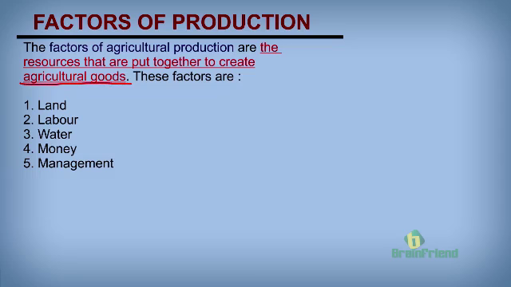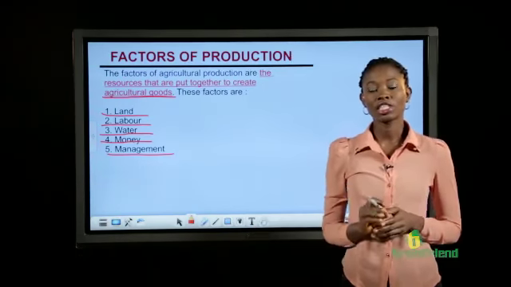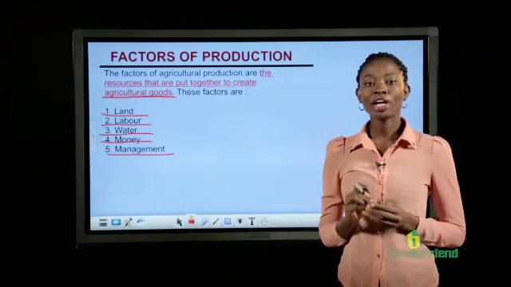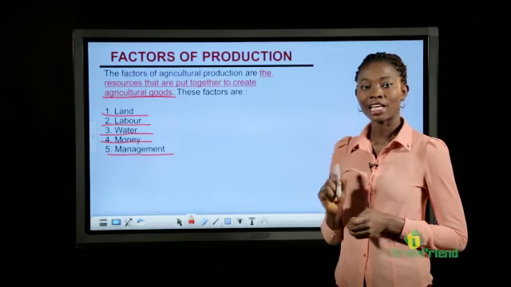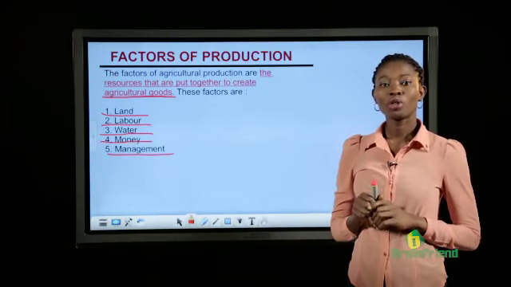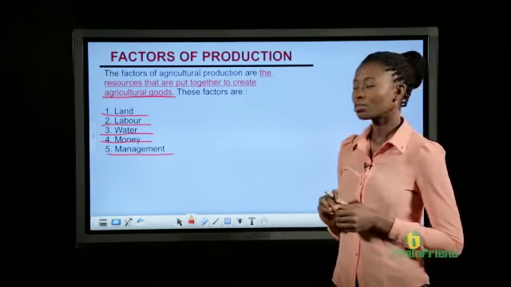They include land, labor, water, money, and management. The combination of all of these resources will make agricultural production a success. But when one or two of these factors are missing or lacking, agricultural production will be impossible or very difficult.